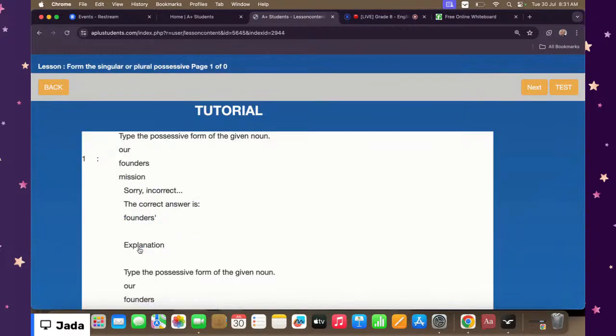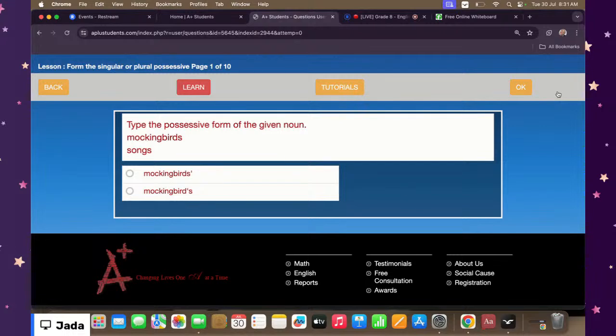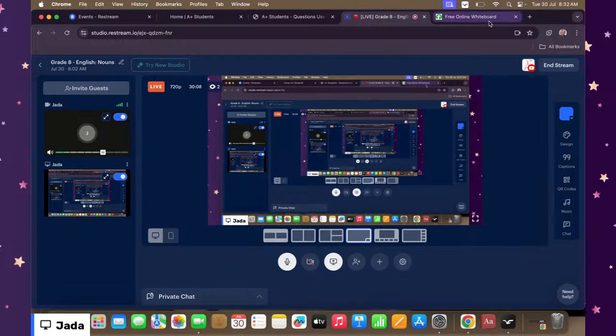So we know what the singular and the plural are. So now we have to form them in sentences. Just like the way I've already explained, the singular possessive is just an apostrophe and an S. For the plural possessive, if the noun is in plural form that ends with S, you put an apostrophe after the S. Okay, so let's move on to the test.